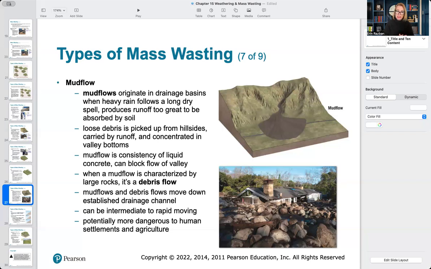And these are particularly dangerous because of their high density and the ability to transport large objects. I've seen videos of them picking up large cars and boulders and things like that. The 2018 Montecito debris flow in Southern California, which followed a major wildfire, killed 23 people and destroyed over 100 homes.